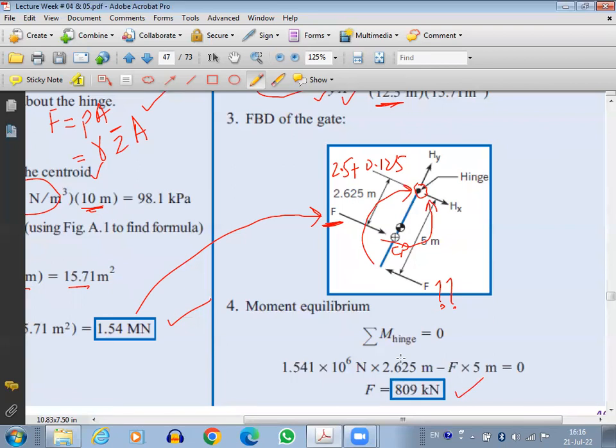Do you understand the problem? The problem is done here. First, we find the magnitude by using the centroid. Then we find the center of pressure so that we know the actual location where this force will be acting. And then after that, it is a simple problem of finding how much force is needed to open the gate.